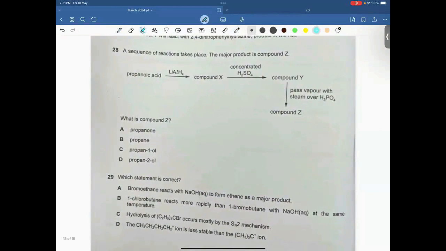Let's talk about 28. A sequence of reaction takes place. The major product is compound Z. So examiner is looking for the major product of compound Z. So when propanoic acid is treated with lithium aluminum hydride, it will turn to propan-1-ol. That is your primary alcohol, okay? And when concentrated sulfuric acid is used, then dehydration takes place. So remember, first one is reduction. The second one is dehydration or elimination. And when dehydration or elimination reaction takes place, propene is formed.